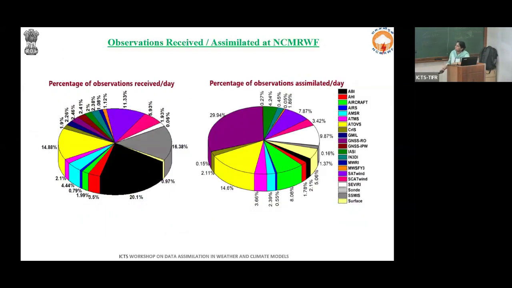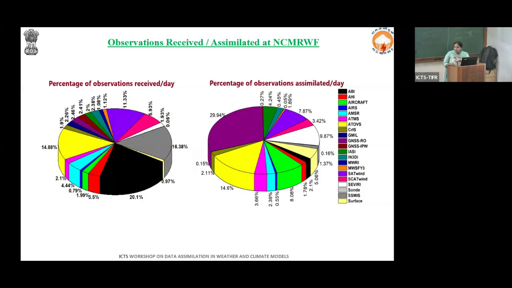So next, these are the data that we are receiving at NCMRWF. This is the percentage of observations we are receiving, different types of data. You can see the different categories, and this is the percentage of observations assimilated. We are assimilating a very small amount of radiance observations, around 10% or 15%. It is not because the radiance observations we are rejecting are of bad quality. It is because of the constraints in the data assimilation system.